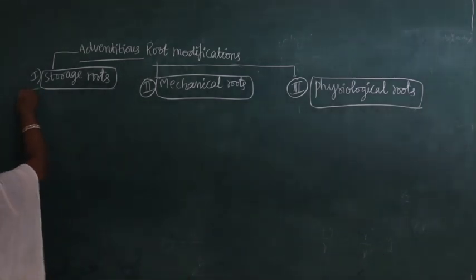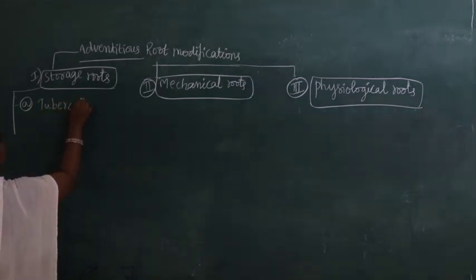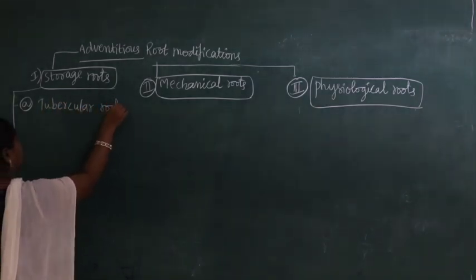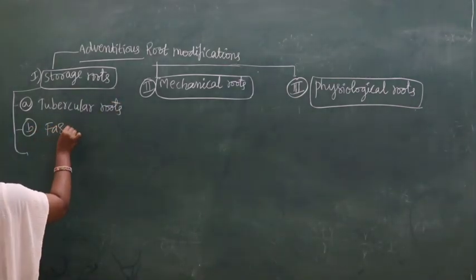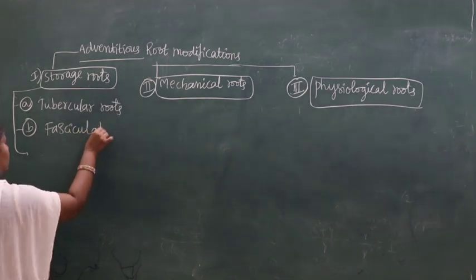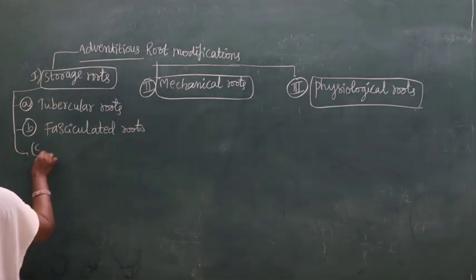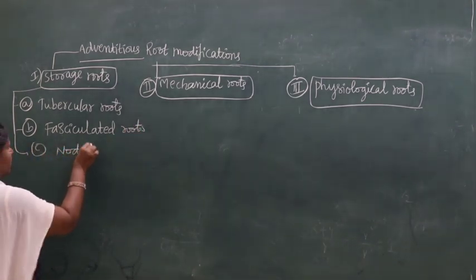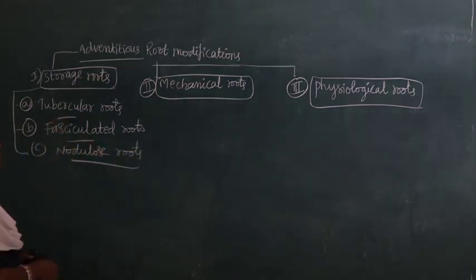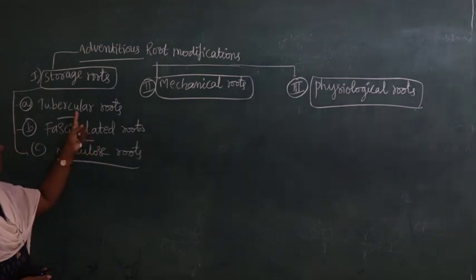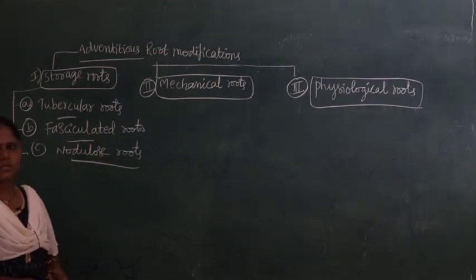In this we divide into storage roots, mechanical roots and physiological roots. Coming to storage roots, we already have discussed three categories: tubercular roots, and then fasciculated roots, and nodulose roots. So in the last video we have studied already tubercular roots, fasciculated roots and nodulose roots. All three we discussed, right?